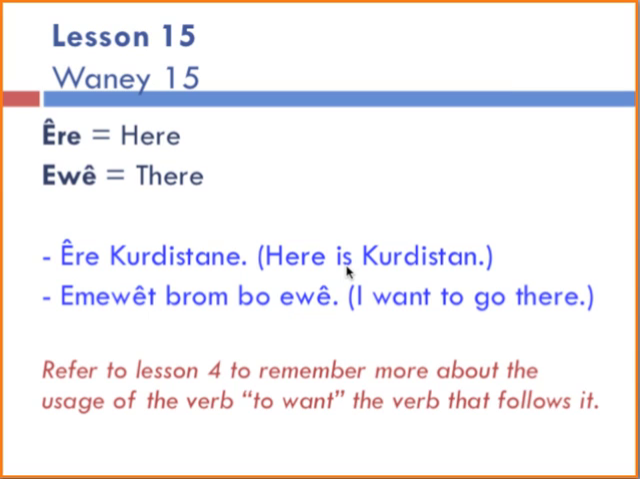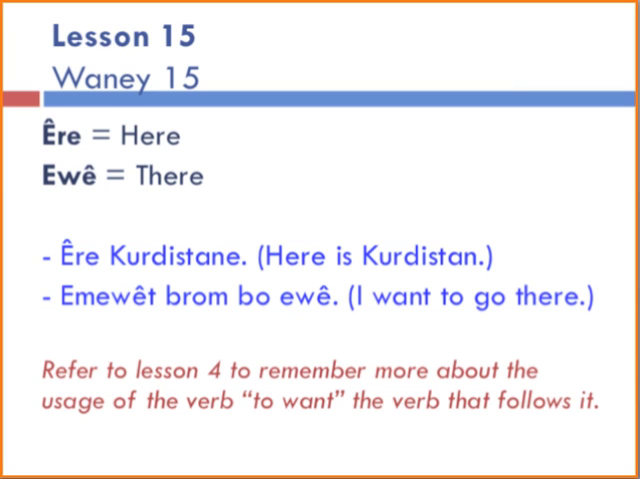In Kurdish, the verb to be is usually linked to the word itself, and it appears as one word, but when translated to English, it should be 2 words. In the second example, amavet brom bo ave. I want to go there. In Kurdish, you would say I want to go to there. So this bo is actually to. So I want to go to there, literally.